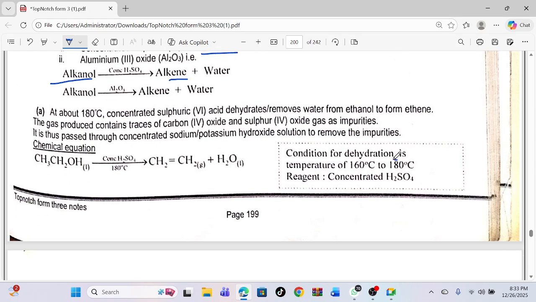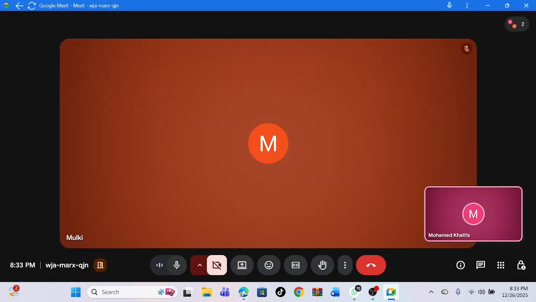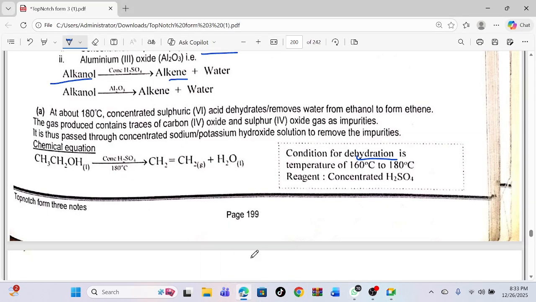Sasa hapa wanakuuliza nini? The condition is dehydration. Also watakuuliza nini? Sometimes the condition unaweza kuuliza the temperature. So temperature is 160 to 180. Reagent is sulfuric acid. Very common question. Condition is dehydration. The temperature is 160 to 180. Reagent is concentrated sulfuric acid.